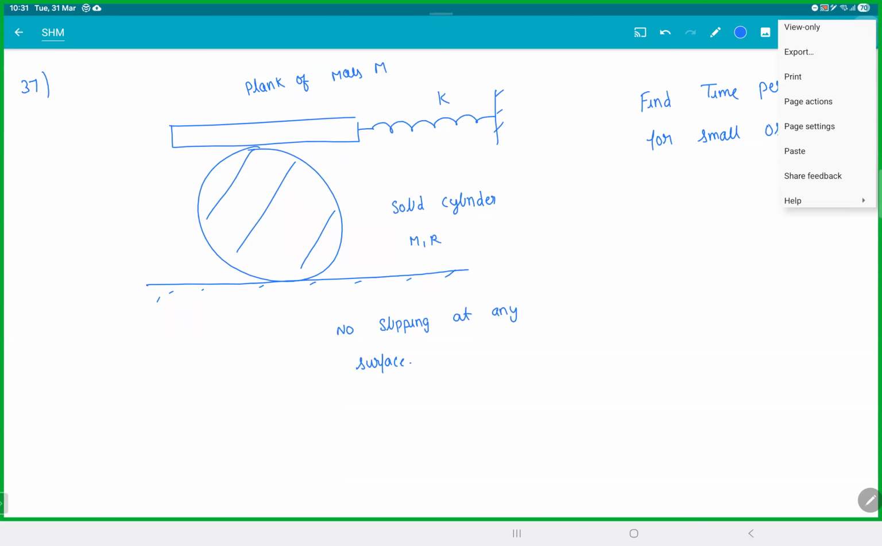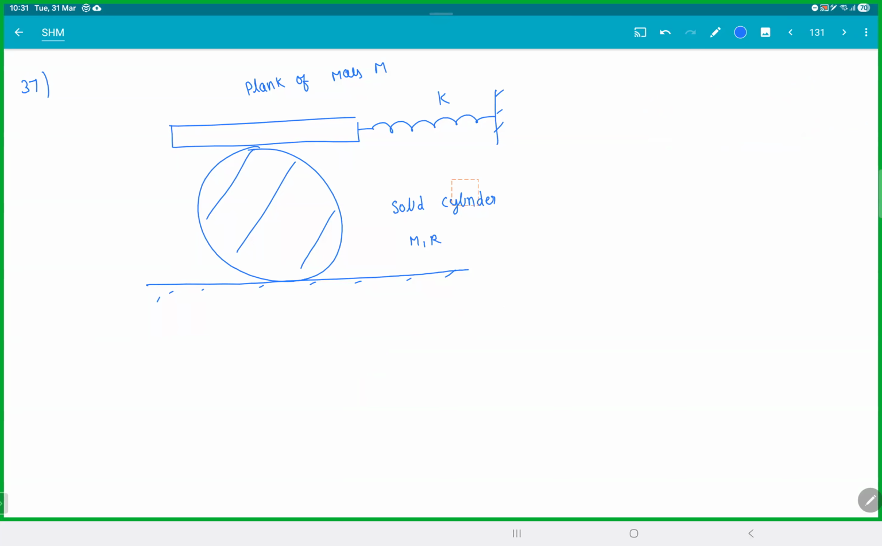So how do we start? Let's displace this by x, and this will have an acceleration a. Now, can someone tell me how much the plank will move? The plank will go 2x, isn't it? And the acceleration of the plank will be 2a. So if the cylinder moves by a, the plank will go by 2a. Hope you guys realize that.